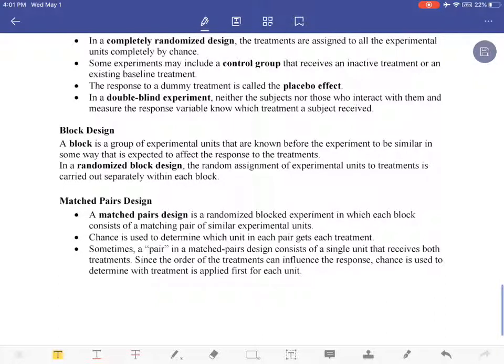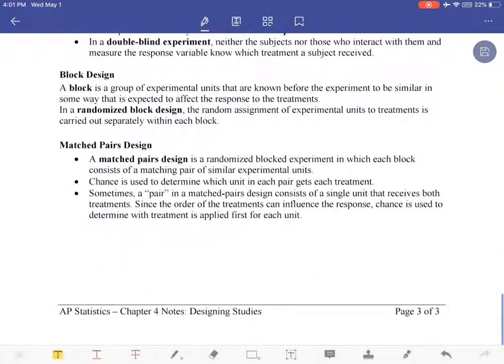And then the last type of study is a matched pairs design. So this is a randomized blocked experiment in which each block consists of a matching pair of similar experimental units. So this is where we're essentially subtracting our end result to see if there's a difference between those two. And remember when we did our significance test, this was a matched pairs t-test. We were doing a significance test with that.